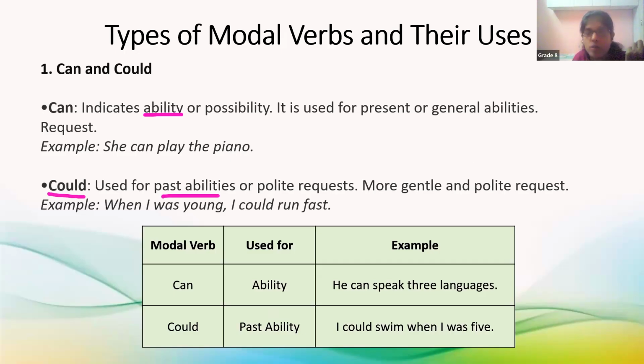And another form, could is also used for a polite or a gentle request. Could. Okay? Always remember, can means ability, present tense. Could means past ability plus some very gentle form of request. Something like, could you pass me the salt? Could you pass me the duster? Could you pass me my notebook kept over there? So it is a gentle request.